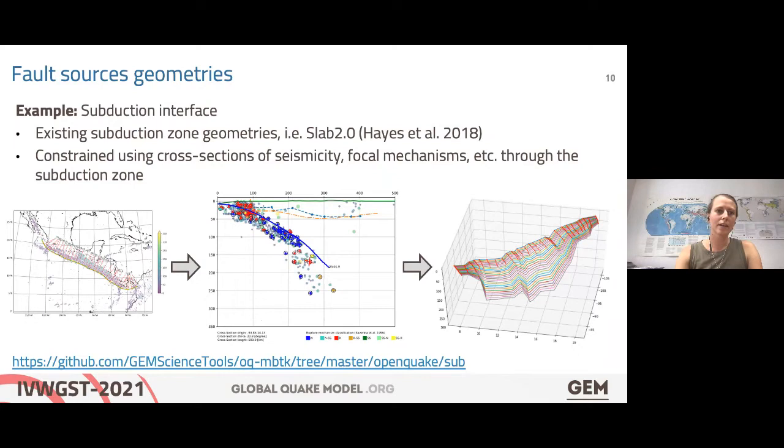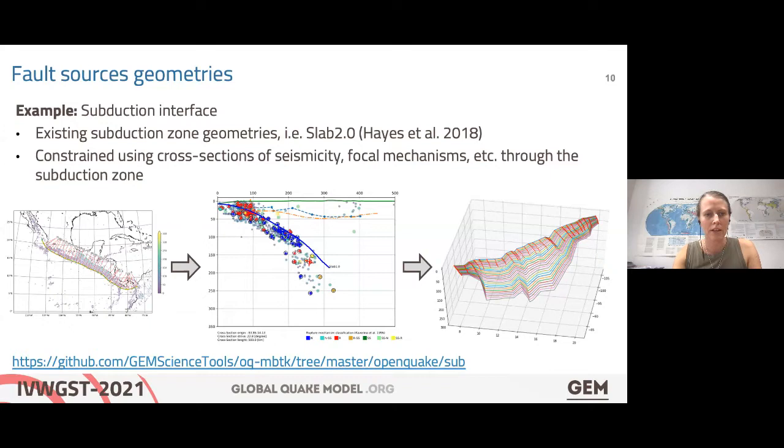A second example is a subduction interface. And this is an example of a fault that may have more information available, maybe based on how active it's been in the past or different, more careful and thorough studies of subduction interfaces given their potential to produce large earthquakes. So in this case, there's often existing subduction zone geometry data available. And for example, this comes from Slab 2.0 developed by the USGS and can be supplemented by cross sections of seismicity data, focal mechanisms, other geophysical data sets through the subduction zone that help to prepare the geometry of the subduction interface.